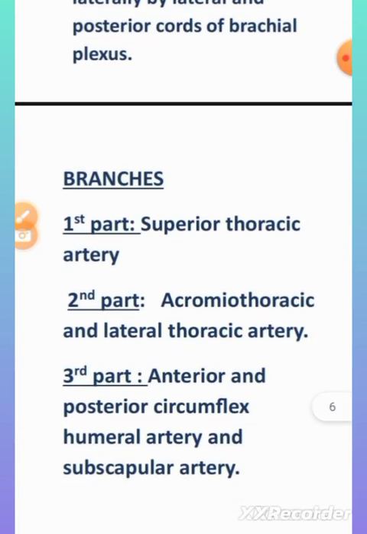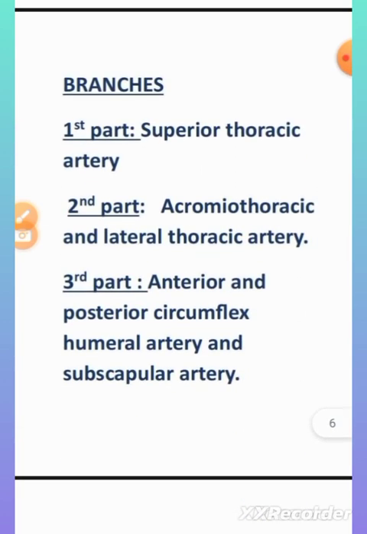And the branches of the axillary artery: the first part gives rise to one branch, the second part gives rise to two branches, and the third part gives rise to three branches. The first part gives rise to the superior thoracic artery. The second part gives rise to the acromiothoracic or thoracoacromial artery, then the lateral thoracic artery. And the third part gives rise to the anterior and posterior circumflex humeral arteries, and then the subscapular artery.